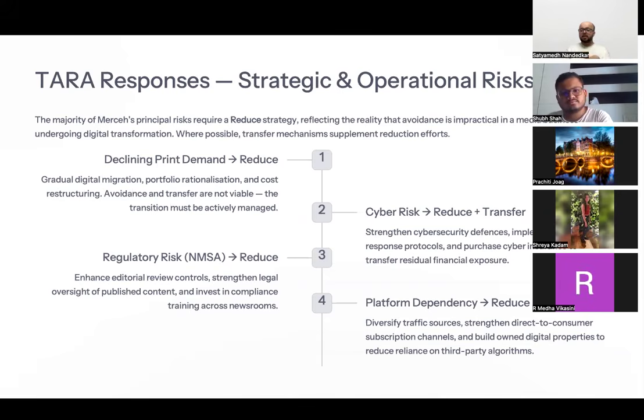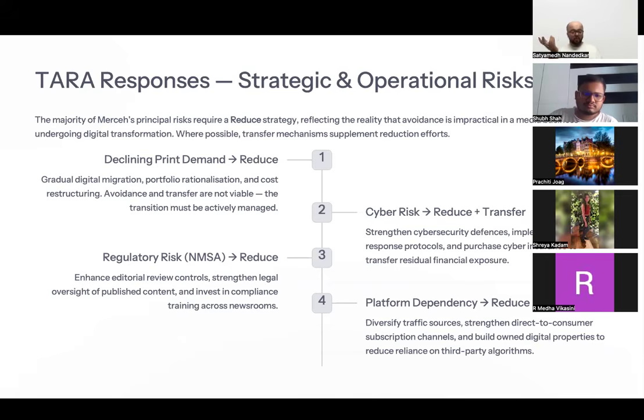Then cyber risk: reduce plus transfer. When I talk about cyber risk, it means your systems are vulnerable to attacks, right? Your data can be stolen. So you could transfer one part of it by going for a cyber insurance, and on the other hand, you could also implement certain controls, something as simple as having a firewall. These techniques are basically ways of reducing the risk.